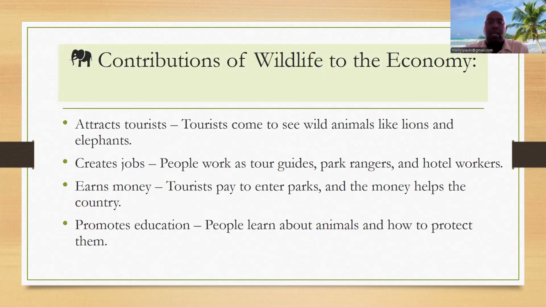With contributions of wildlife to the economy, wildlife attracts tourists, it creates jobs, earns money, because for you to enter a game park, you have to pay the entrance fee. So that money will help the economy.